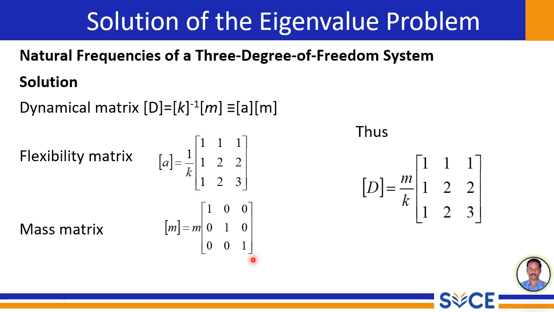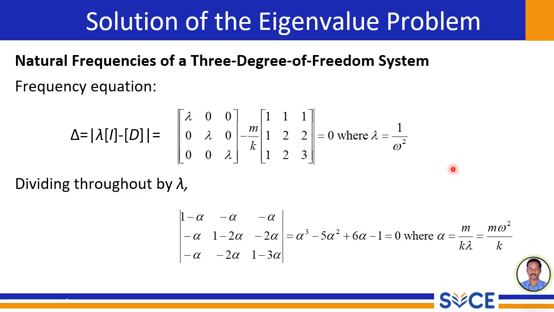Therefore, the dynamic matrix is obtained by multiplying the flexibility matrix and the mass matrix. What results is equivalent to m by k times this arrangement of matrices. This dynamic matrix will then be used to solve for the natural frequencies of the 3 degree of freedom system.